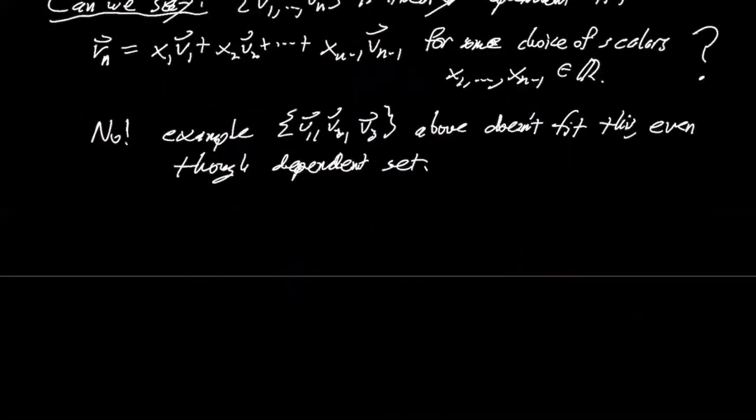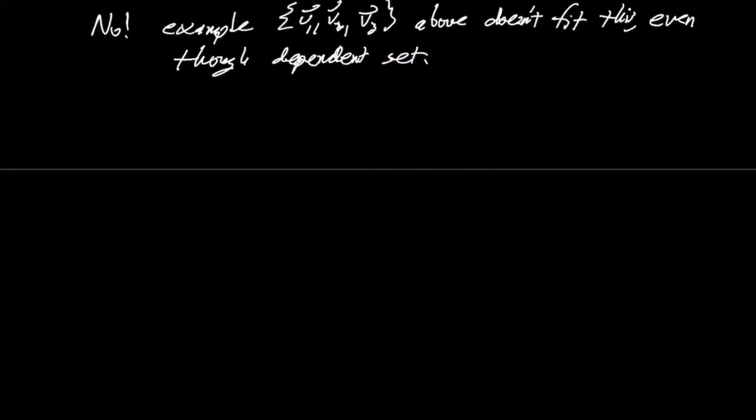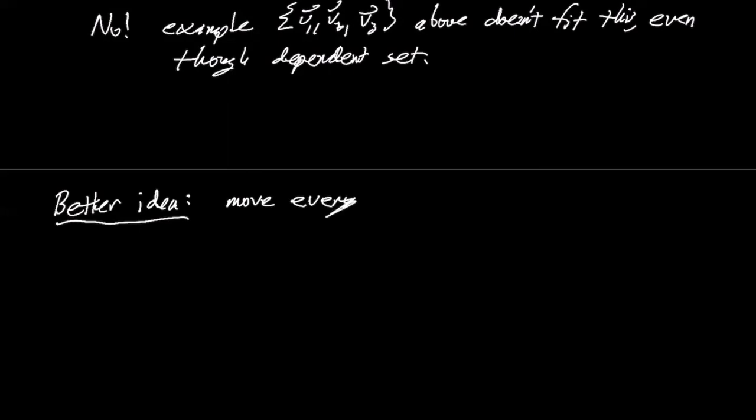So here's a better idea, I claim. Let's go to the next page. The better idea, I claim, and we sort of saw this at the end of the last video, where I started doing this and we saw how it's connected to some other nice things, is to move everything to the same side of the equation. So we're not preferencing a vector by saying one vector is a linear combination of the others. What do I even mean when I say that?